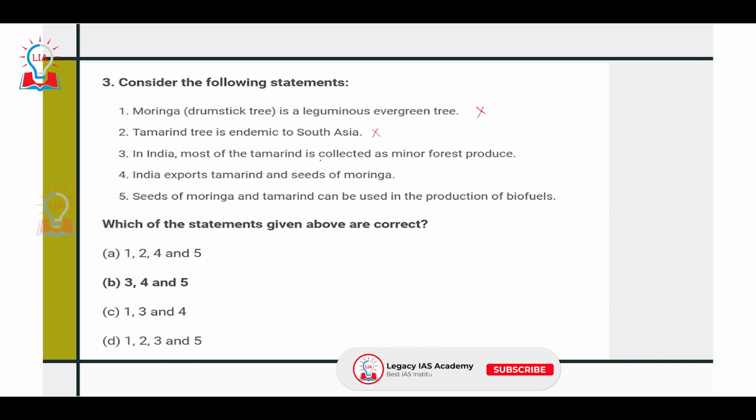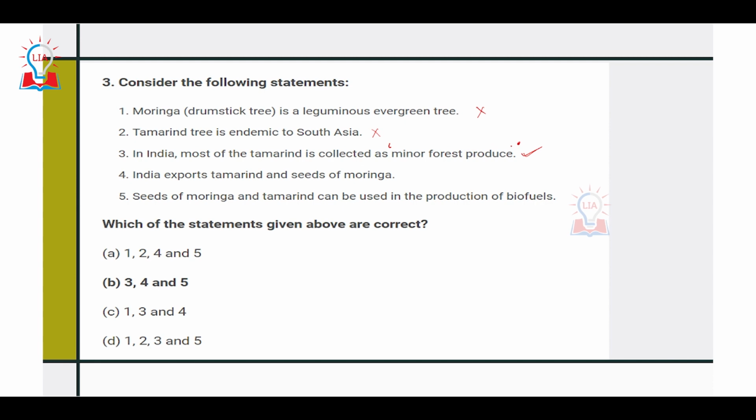Third is in India, most of the tamarind is collected as minor forest produce. This is absolutely correct because minor forest produce is the classification that has been done by the government in the forest area so that these can be collected by the tribals and they can sell it for sustaining their livelihood. Minor forest produce basically refers to those kind of forest produce which are non-timber in nature. That means any forest produce which does not involve a timber is considered as the minor forest produce, and thus tamarind is collected as minor forest produce.